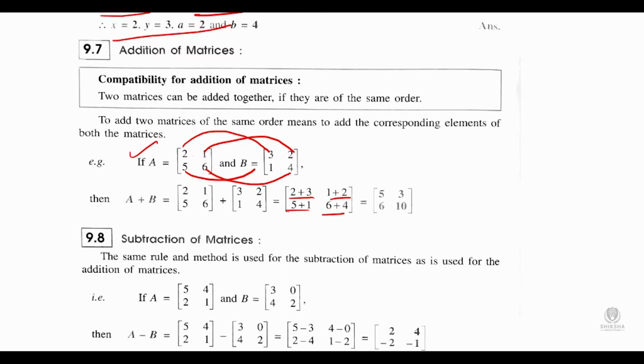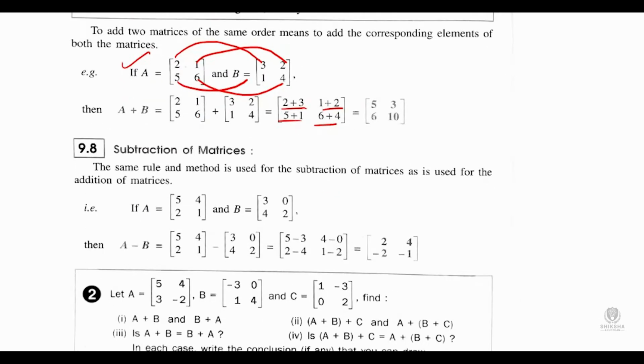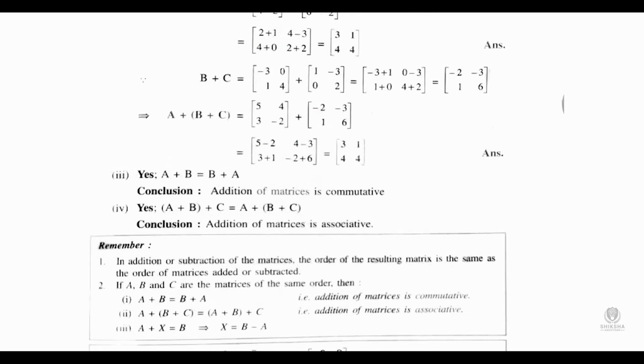To add two matrices of the same order, add the corresponding elements, and the same goes with subtraction. We need to subtract the corresponding elements to get the value. So the addition of matrices is commutative, that is A plus B is equal to B plus A. It is also associative, that is (A plus B) plus C equals A plus (B plus C). And if you add a matrix X to a matrix A and the result is B, then X equals B minus A. So it follows all the addition properties.